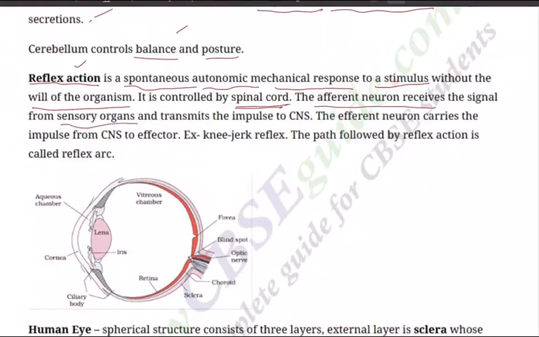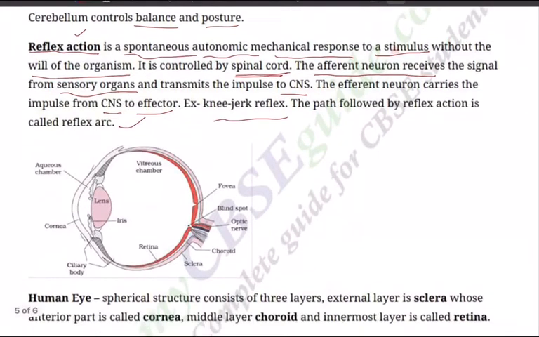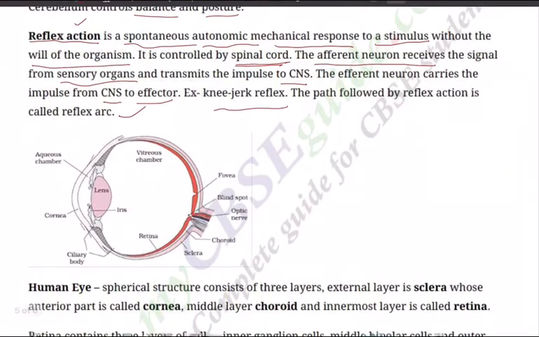So the afferent neuron receives the signal from sensory organs. What are the sensory organs? You know there are 5 sensory organs, the Pancha Gnanendriya: eyes, nose, skin, tongue, and of course hearing, the ear. So there are 5 sensory organs, and they transmit the impulse to the central nervous system. The efferent neuron carries the impulse from the central nervous system to the effector. Example, knee jerk reflex. The path followed by a reflex is called the reflex arc.